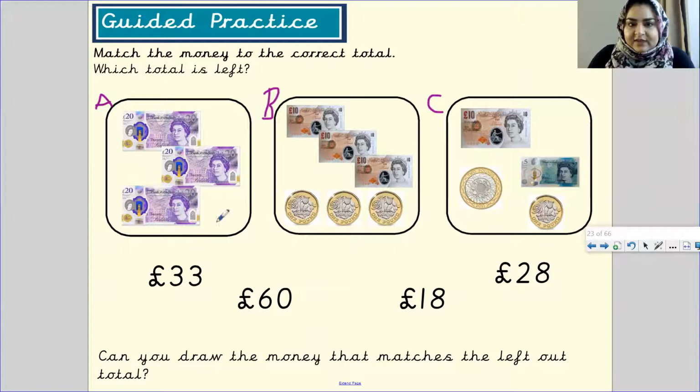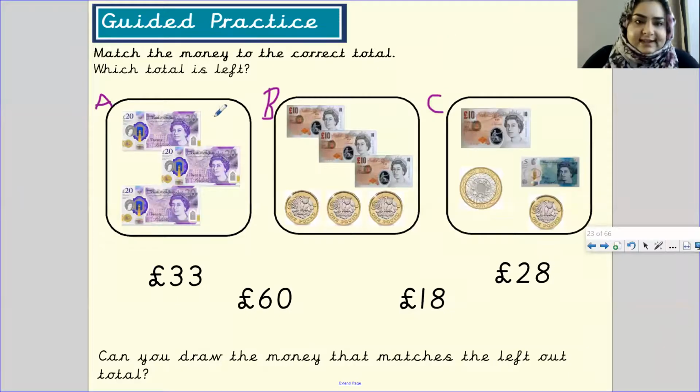So if you see, I have 3 squares here and 4 totals. I will have 1 total left. Can you draw the money that matches that total that's left? So if you just pause the video for me now and complete this.